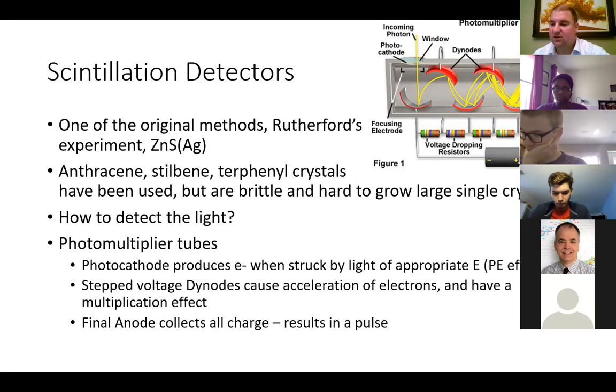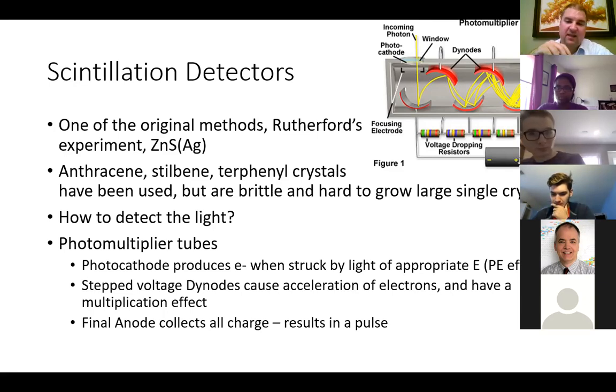The number of electrons created at the end is always going to be proportional to the energy of the photons or the number of photons that struck the photocathode. So scintillation detectors can be proportional to the amount of energy deposited in the detector itself. The photomultiplier tube is part of the detector, but that's not where the true radiation is interacting. The photon that interacts with this photomultiplier tube is not our gamma ray, okay? It's a photon created by some other material that the gamma ray interacted with.